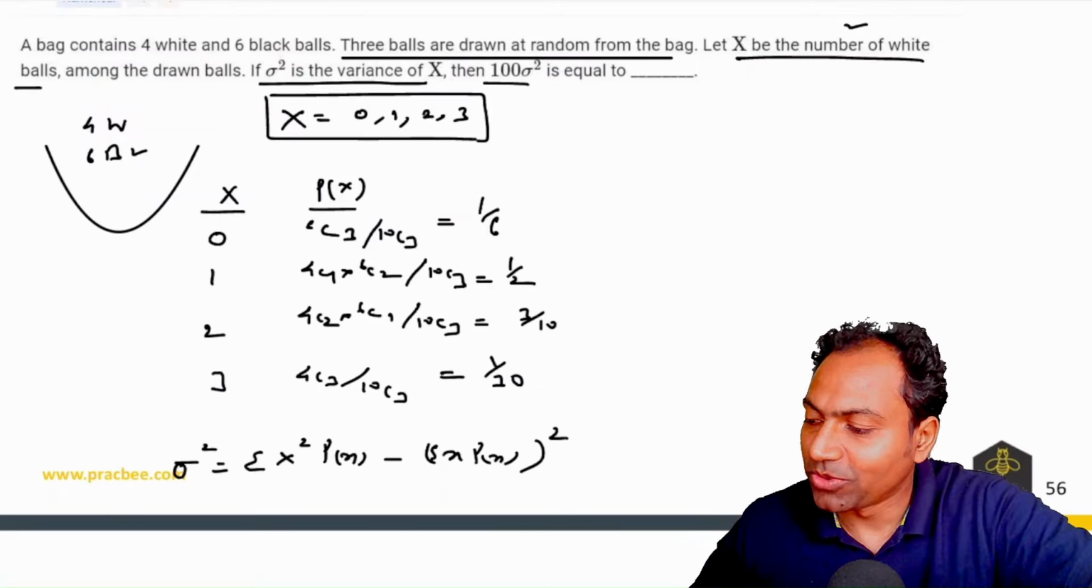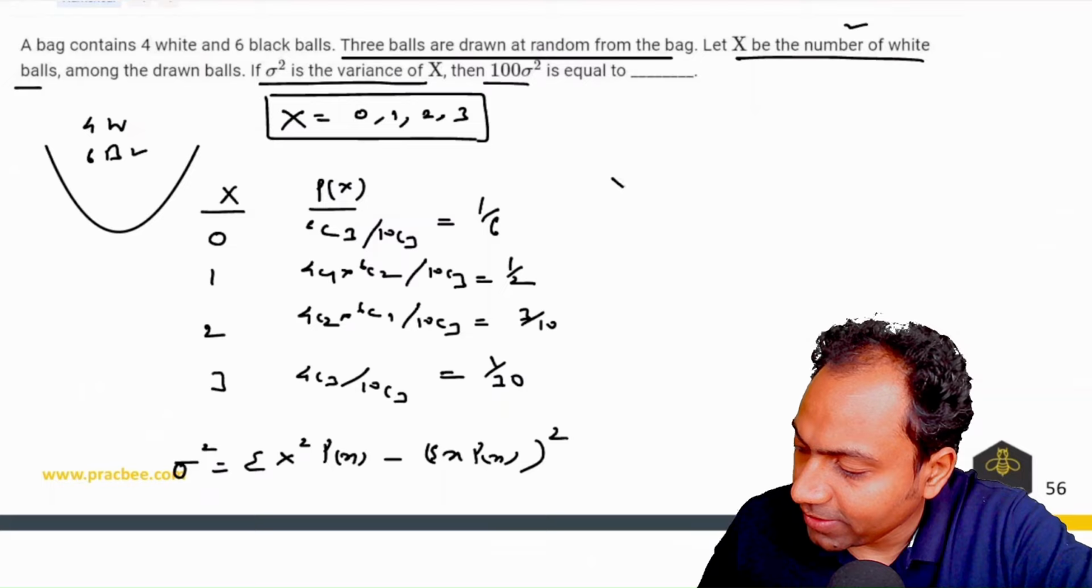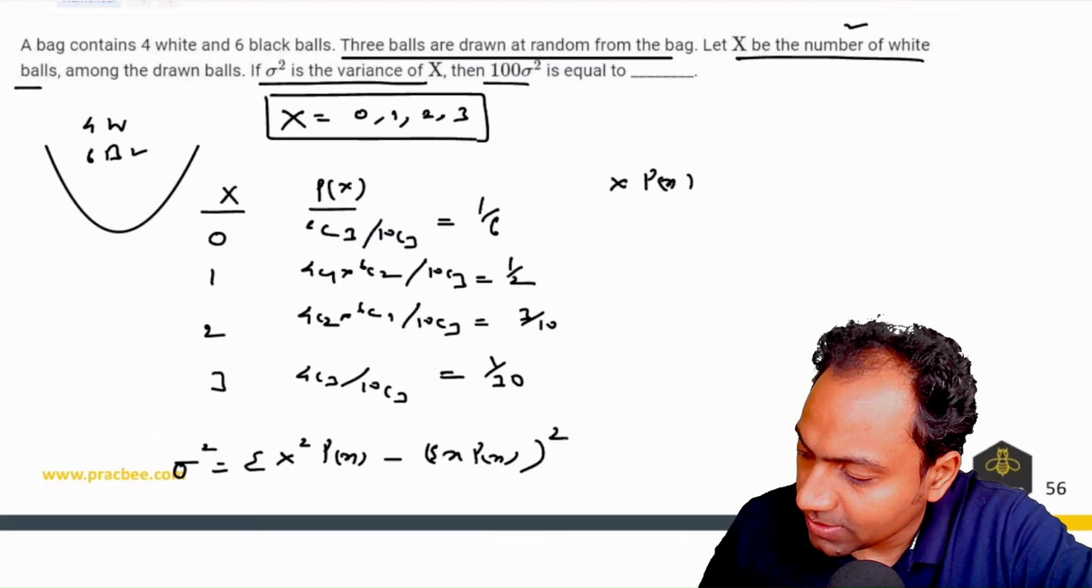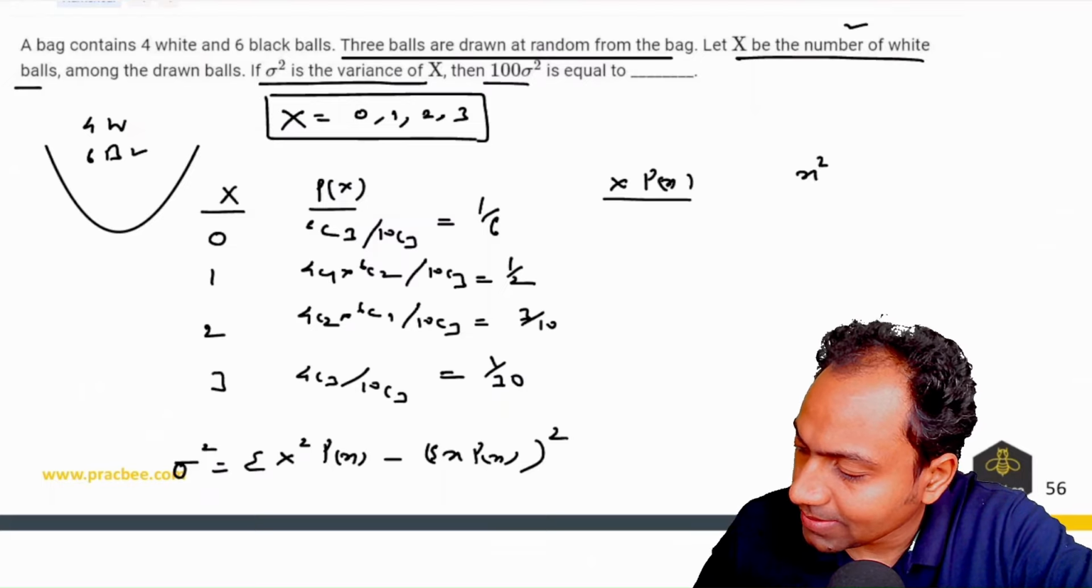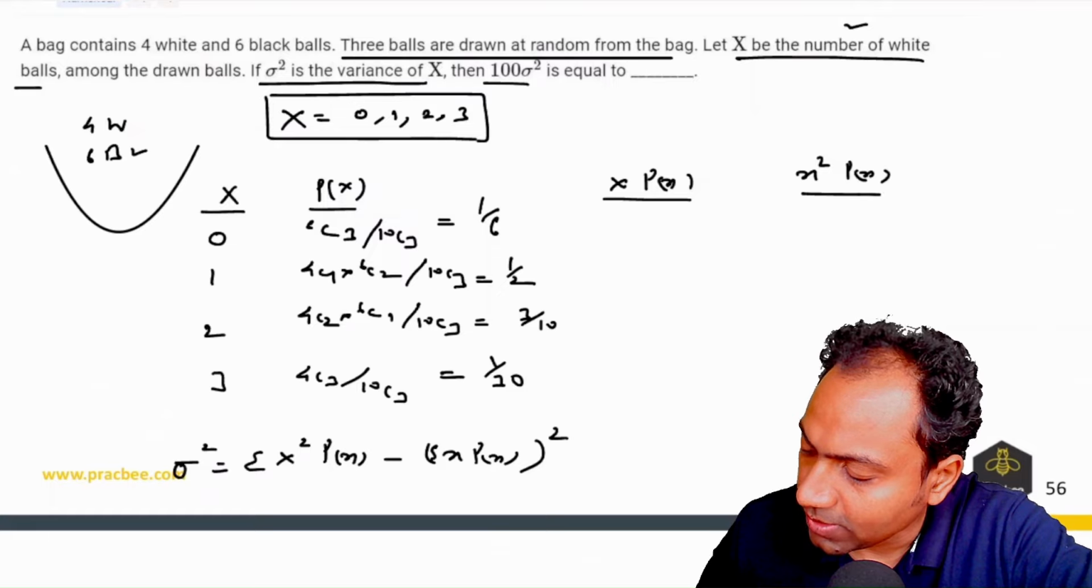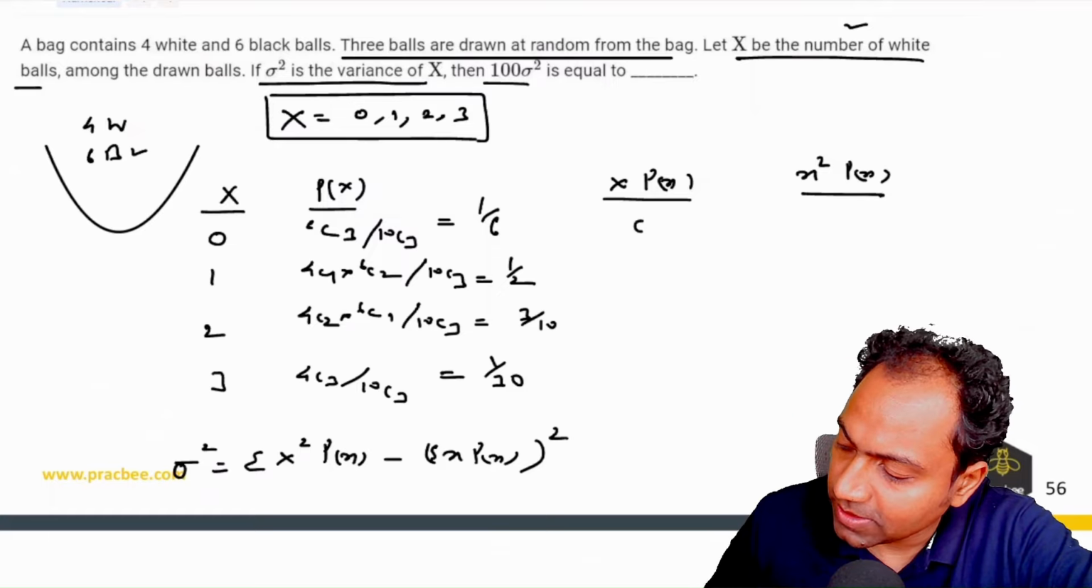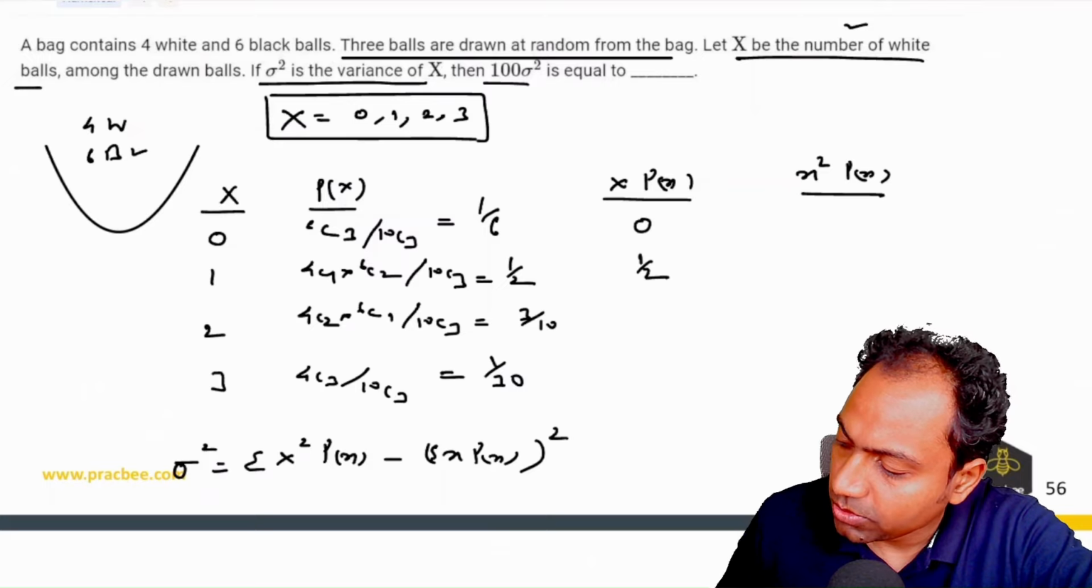Once I have done this calculation, now we need to find two values: x into px, and x square into px. So if I find x into px, this becomes 0. This becomes 1 into 1 by 2, which is 1 by 2. 2 into 3 by 10 will become 3 by 5. And then 3 into 1 by 30 will become 1 by 10.